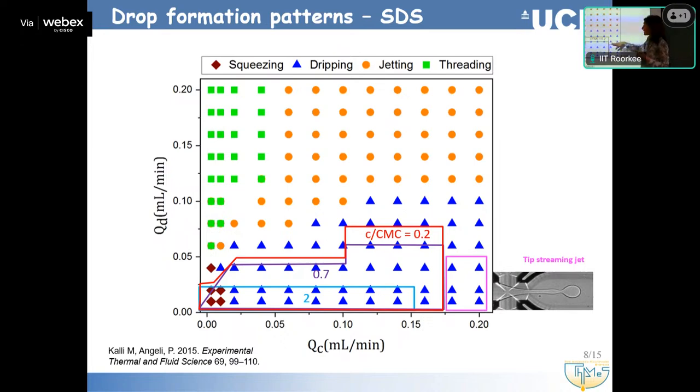When we start adding surfactants, what we observe is that basically the dripping regime reduces. The area it occupies in the map reduces. So this is for surfactant at 0.2 of the CMC, more, and this is above CMC. In that case, we completely lose the squeezing regime. And when we have very high concentration, we also see tip streaming here. This is for the SDS surfactant.